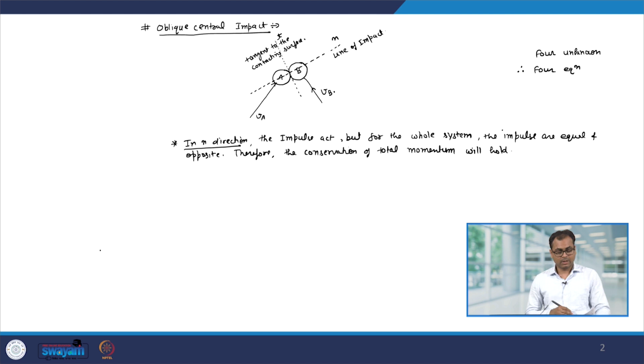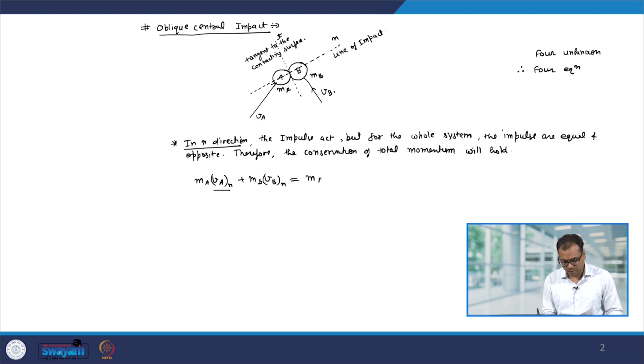So, let us apply the conservation of momentum for the whole system. The initial velocity is V A, the mass is m A, and the other has a mass of m B. So, we have m A V A. Note that it holds only in the n direction, so let me write down n here. That means m A times the velocity of particle A in the n direction plus m B V B in the n direction is equal to, after the impact, when the velocities become V A prime and V B prime, m A V A prime in the direction n plus m B V B prime in the direction n. Let us call it equation number 1.